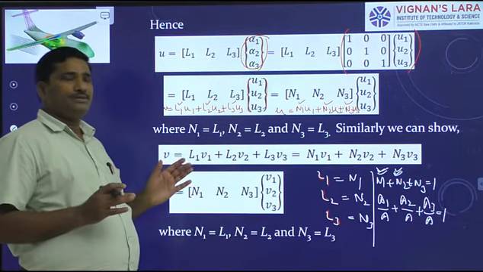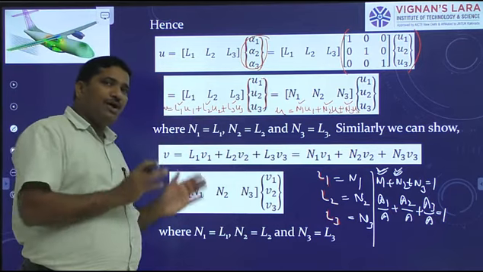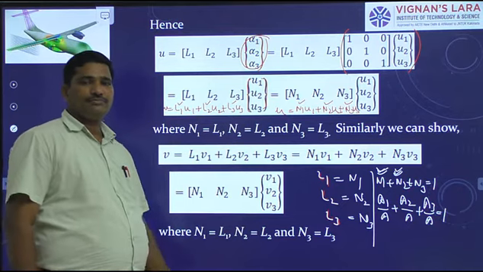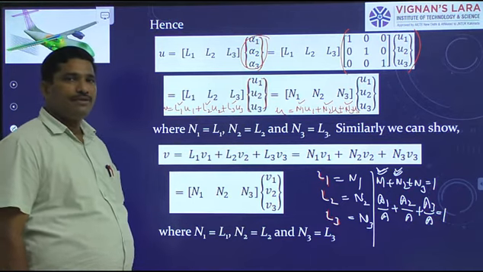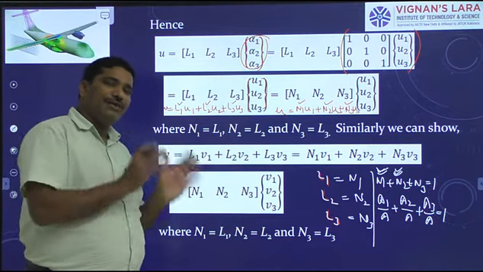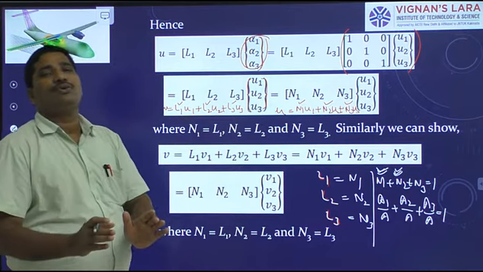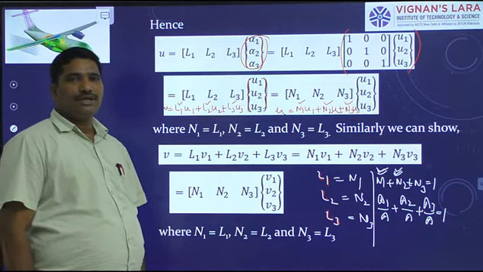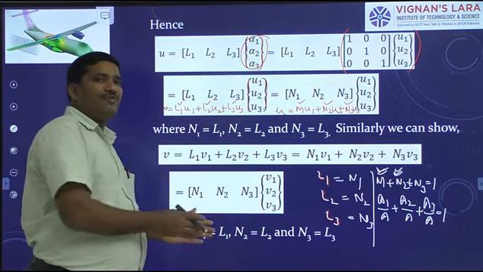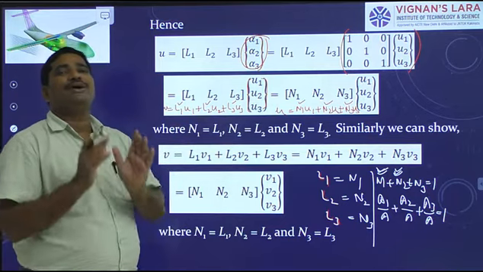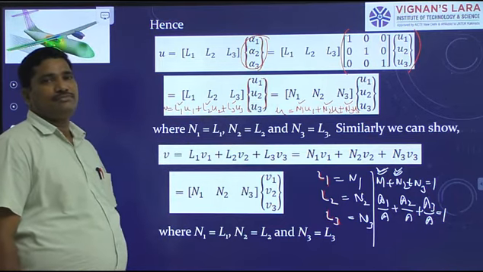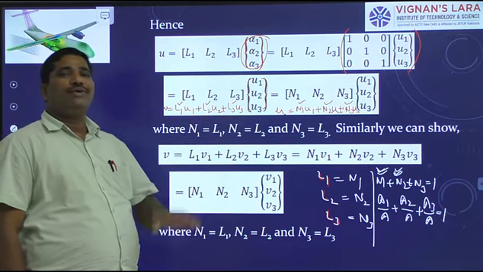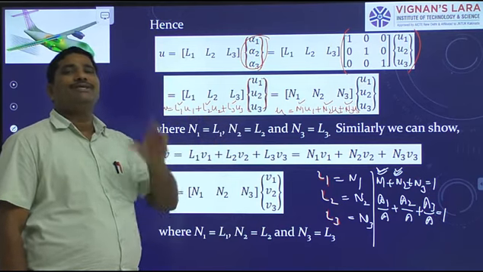So what have we learned in this particular class? We have learned that the natural coordinates can be used as shape functions, and therefore the shape functions represent the area coordinates. And these shape functions are linear functions. Hence the variation of each shape function over this CST element is linear.